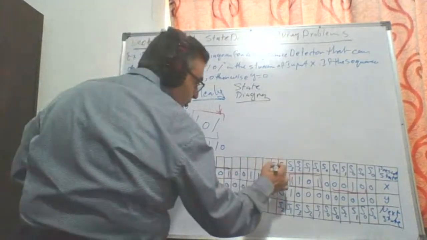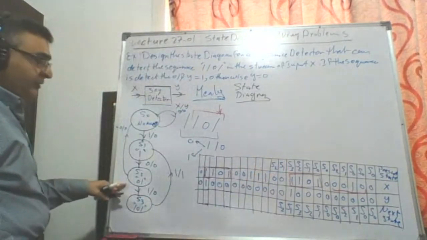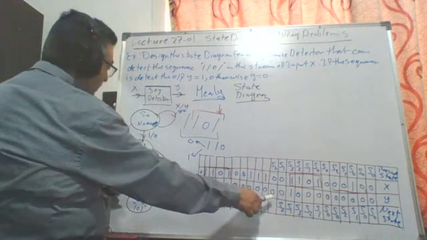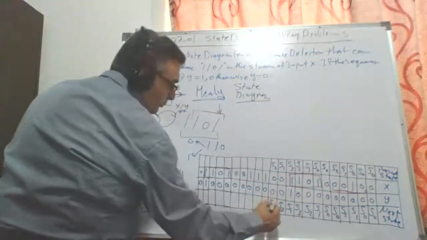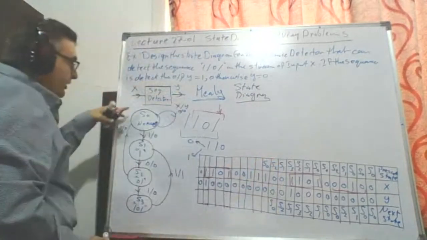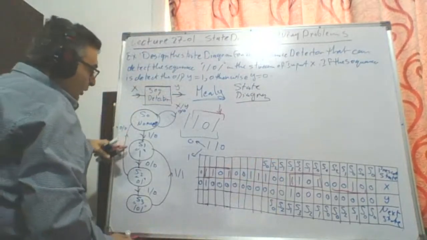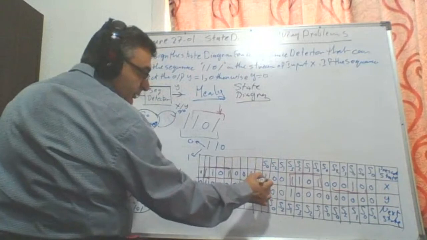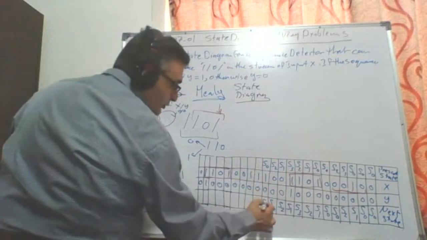I am in S2 and I received 0. I will go to S0. I want to forget everything. So back to S0. S0 and 1. Okay, I go to S1.